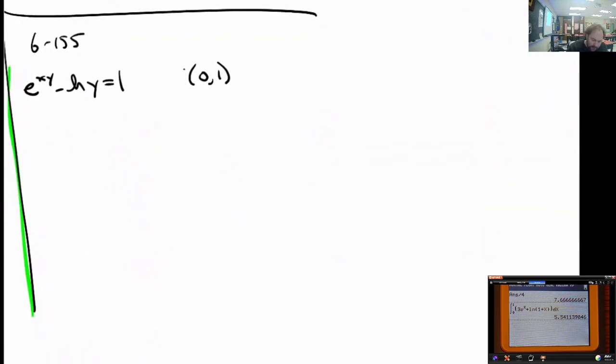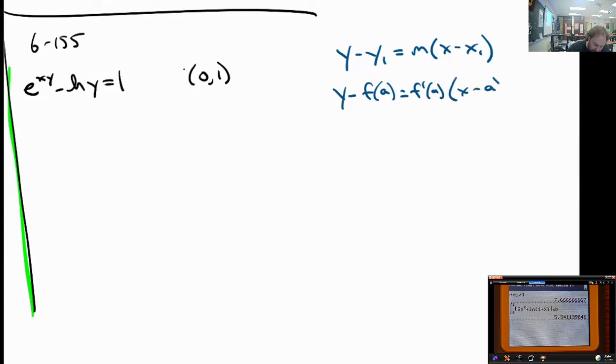Now, whenever we're doing an equation of a tangent line problem, it's a good idea to map out your point-slope form from your Algebra 1 days. Maybe you remember it, maybe you don't. It's okay. We've been using it a lot this year. Now, the AP Calc version of this says it's y minus f of a equals f prime of a times x minus a. Now, in this case, a is the number 0, and f of a is the number 1.